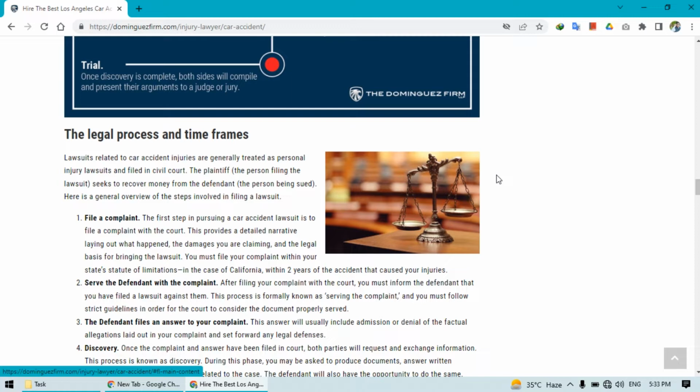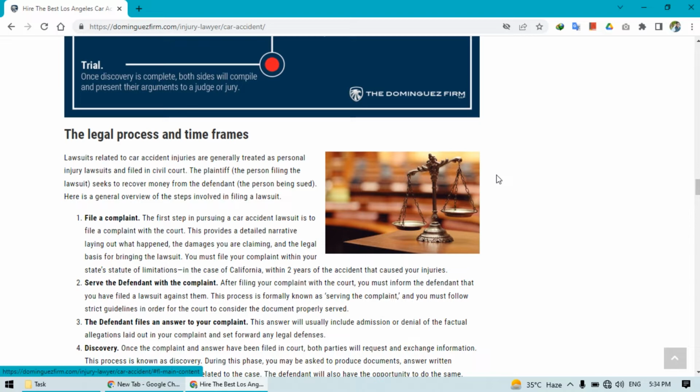First, file a complaint. The first step in pursuing a car accident lawsuit is to file a complaint with the court. This provides a detailed narrative laying out what happened, the damages you are claiming, and the legal basis for bringing the lawsuit. You must file your complaint within your state's statute of limitations. In the case of California, within 2 years of the accident that caused your injuries.